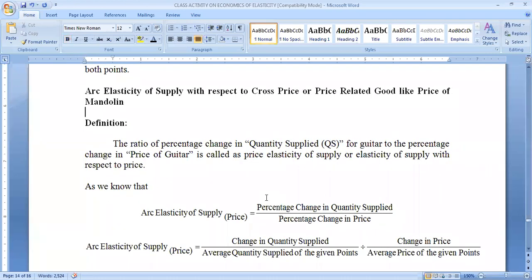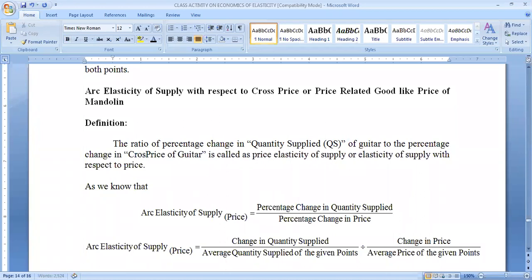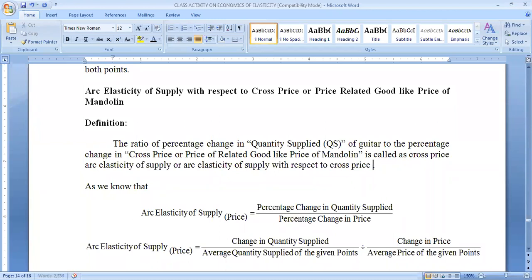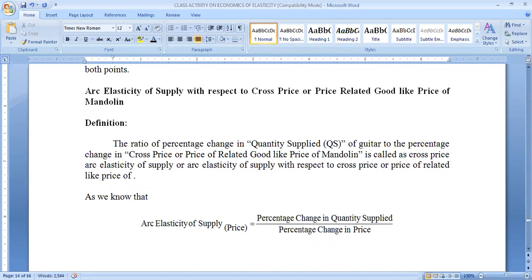So the ratio of percentage change in quantity supplied for guitar to the percentage change in cross price, or price of a related good like price of medaling, is called cross price arc elasticity of supply, or arc elasticity of supply with respect to cross price, or price of a related good, like price of medaling.